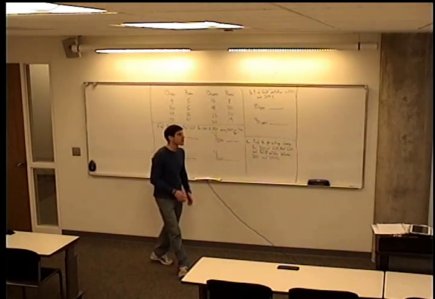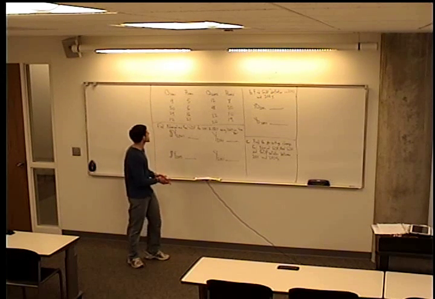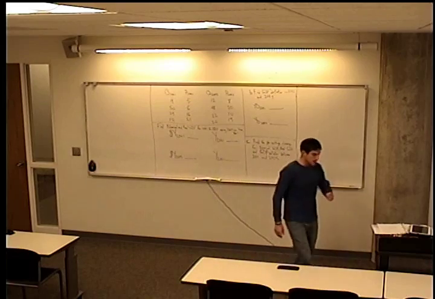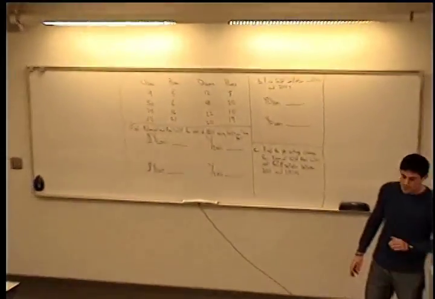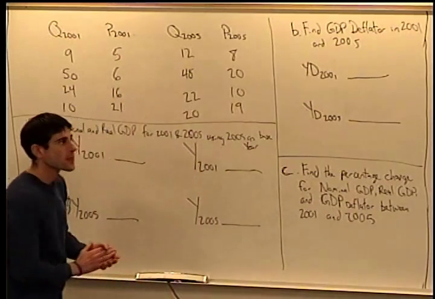Okay, this video is going to be focused on solving problems that revolve around GDP. So we're going to calculate nominal GDP, real GDP, GDP deflator, percentage change, so forth. So in this example, we have quantities and prices in 2000 and in 2001 and 2005.